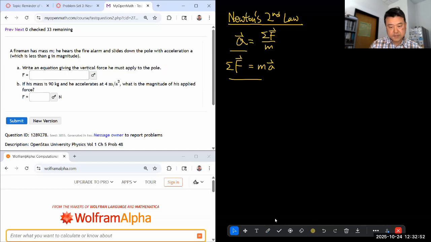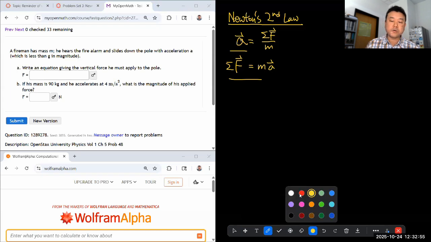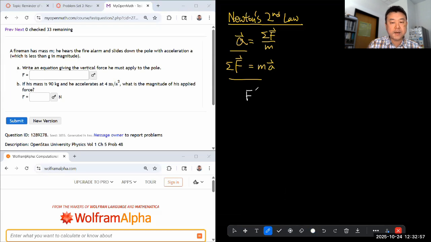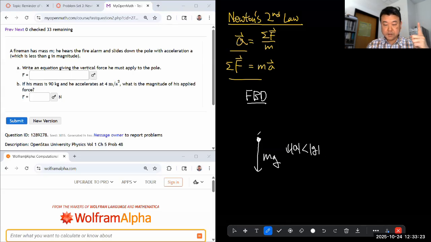So I find it helpful to draw the free body diagram to make sure I'm thinking through the situation clearly. In this free body diagram with the fireman, there are going to be 2 forces on the fireman. Gravity pulling him down, and if that were the only force, the acceleration would have been downward at g. But that's not the case. There is an acceleration that's not equal to g, so that's less than g in magnitude. So there is an upward force. Let me call this friction force, the friction force with the pole.